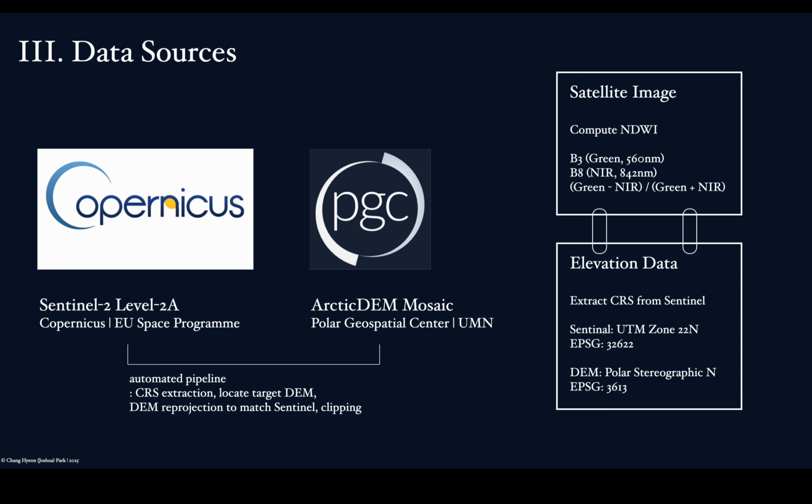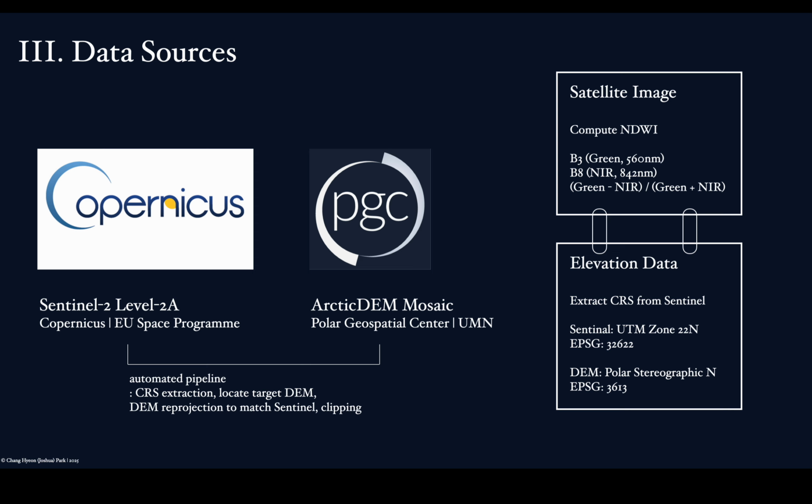So for data sources, I have two primary data sources, as mentioned before, from Copernicus, which is part of the EU space program, and the Polar Geospatial Center based at the University of Minnesota. And this is the automated pipeline portion, since I'm focusing on extracting the CRS, standing for Coordinate Reference System. And based on that, I locate the target DEM, and I reproject that DEM into a form that matches the Sentinel and clip them so that it's ready for a U-Net segmentation model.